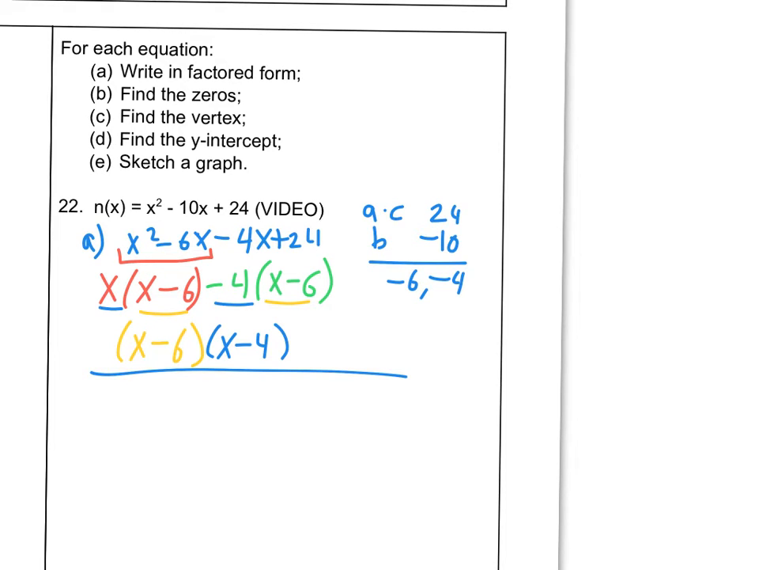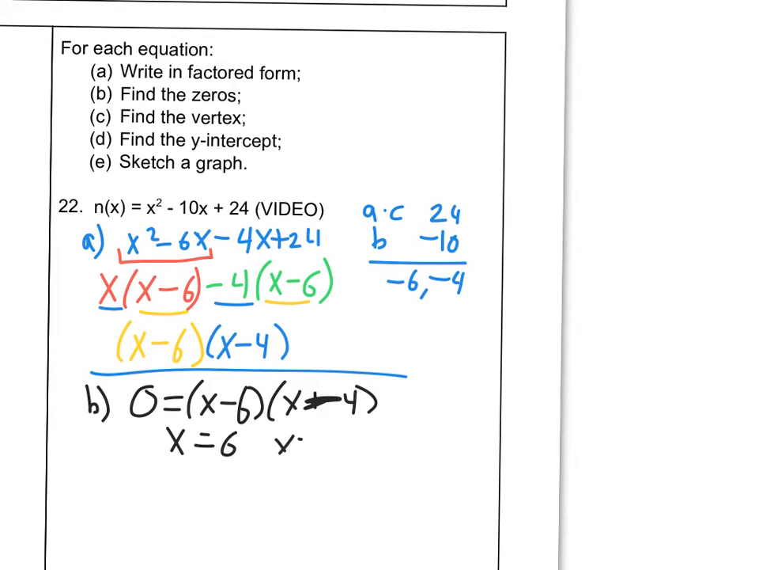B, find the zeros. This is basically continuing the same problem. So we got zeros equal to the factored form, x minus 6 and x minus 4. That means that x equals 6 and x equals 4.